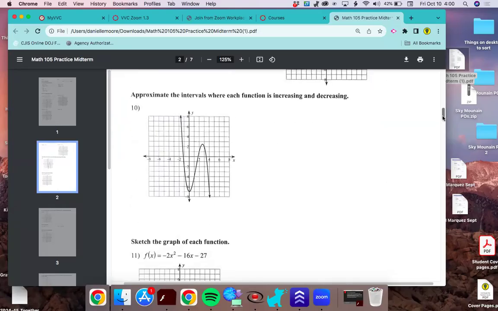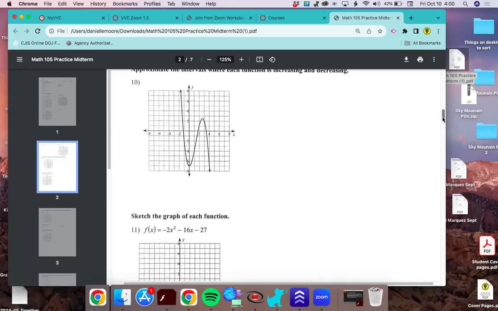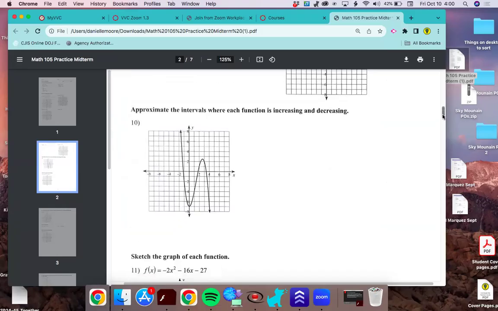Okay, number 10. Looks like I'm not going to fit both of those in there, so we'll just do number 10. Approximate the intervals where each function is increasing and decreasing. Let's get back to the pencil there and we'll choose a color. Reading from left to right, it seems like it's downhill, then uphill, then downhill. And a quick reminder on this, I'm going to try and go fast here.